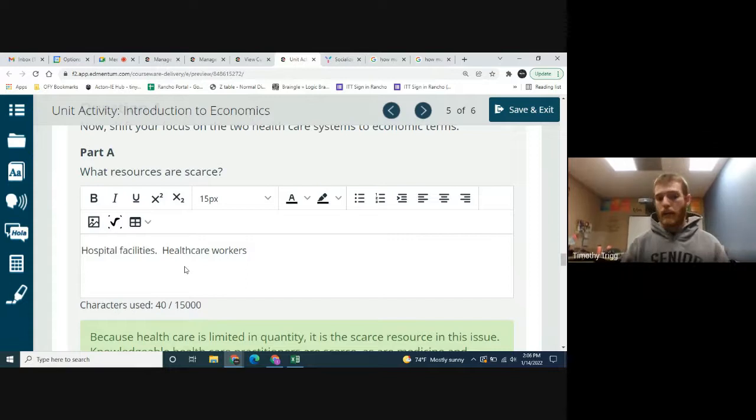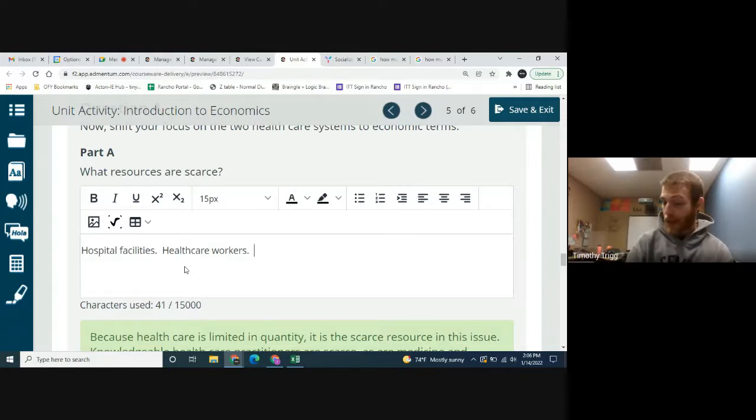There's not an infinite supply of healthcare workers, right? There's not an infinite supply of doctors and nurses and staff for hospitals, right? So these are some things that are scarce. We also saw other resources were scarce, right? What were some of the things that were scarce during the pandemic?